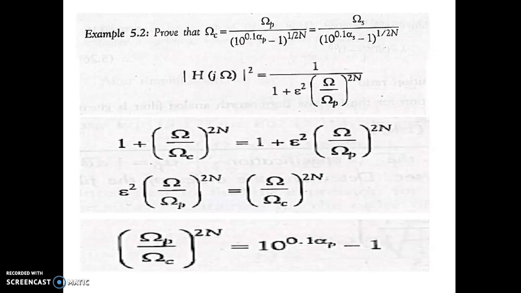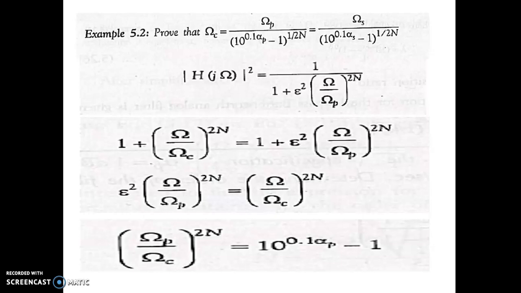omega p by (10 raised to power 0.1 alpha p minus 1) raised to power 1 by 2n, which is equal to omega s by (10 raised to power 0.1 alpha s minus 1) raised to power 1 by 2n. We also know that one of the other equations for a Butterworth filter is given by the absolute value of H of j omega whole square is equal to 1 upon 1 plus epsilon square (omega by omega p) raised to power 2n. So 1 upon 1 plus (omega by omega c) raised to power 2n is equal to 1 upon 1 plus epsilon square (omega by omega p) raised to power 2n.